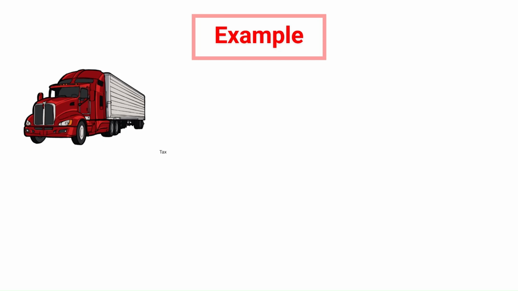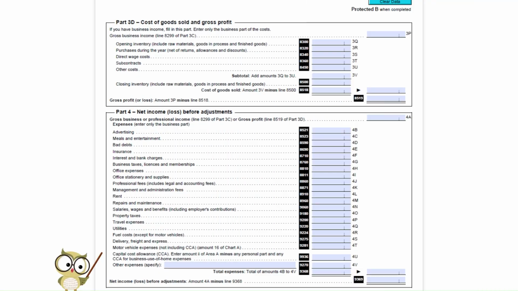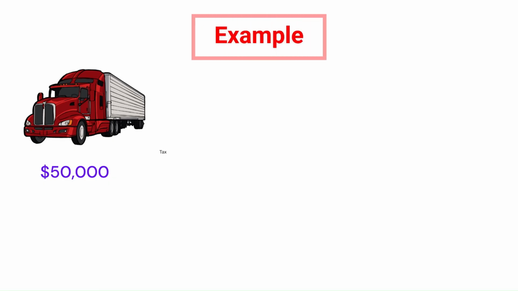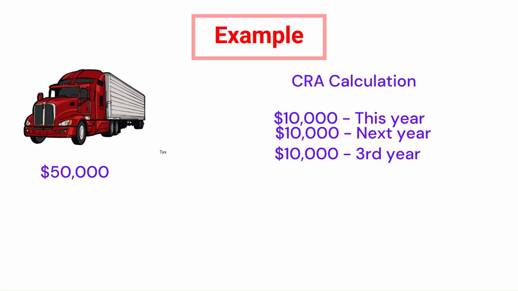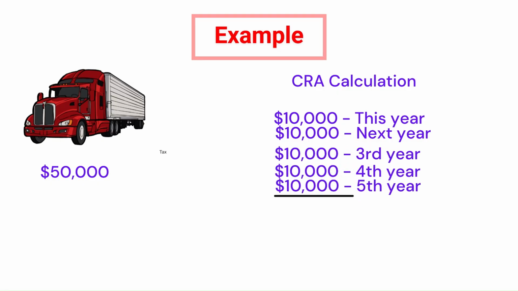Let's go over an example. Say you bought a truck for $50,000. Now, ideally you would say it's for business, and would want to write it down as an expense here. But CRA has its own calculation for how much you can write down as expense out of the $50,000. Let's say, as per CRA's calculation, you can only put down $10,000 this year. And when you file next year's tax return, you can put down another $10,000, and so on each year, until the total $50,000 that you paid for the truck is claimed.